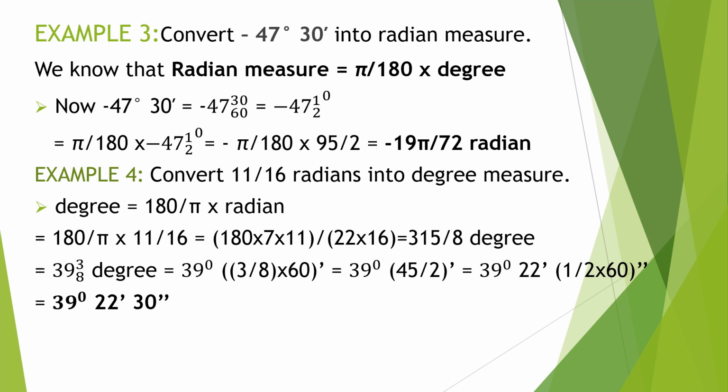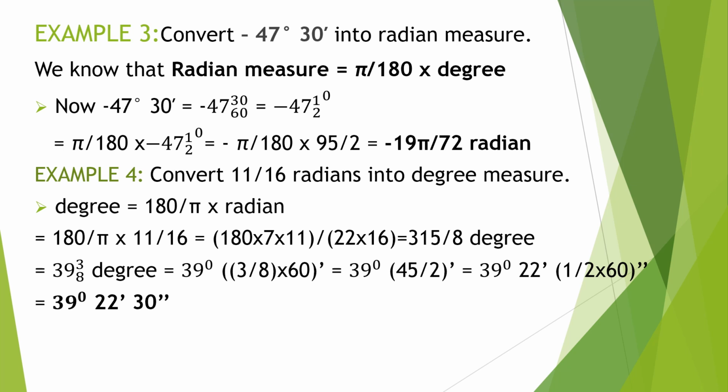But 315 upon 8 degree is 39 and 3 by 8 degree. So again, as I told you, degrees will have to convert into minutes. So 39 degree, 3 by 8 degree you convert into minutes. So 3 by 8 into 60, which gives you 45 by 2, which is again equal to 39 degree 22 minutes, and half again you convert to seconds.